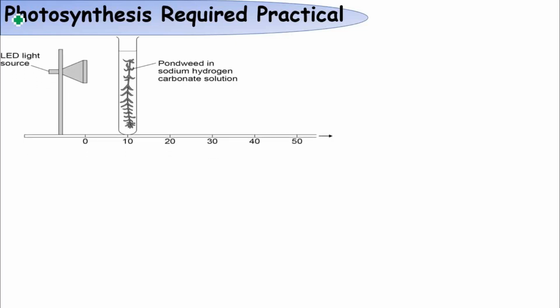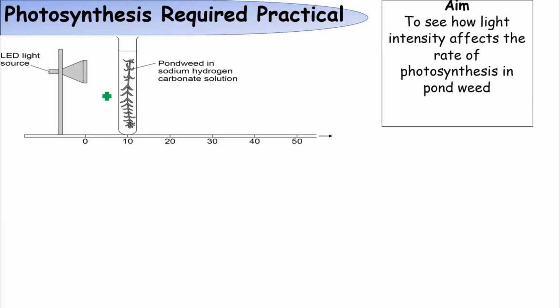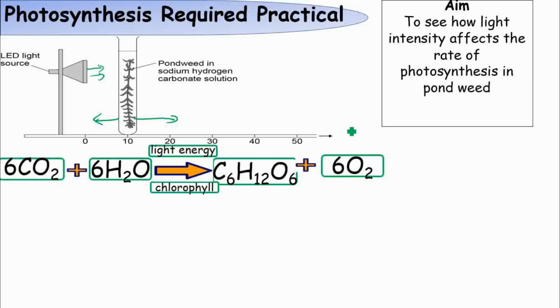Okay, so in this practical, the aim is we want to investigate how the light intensity affects the rate of photosynthesis. Okay, so what happens in this practical? The pondweed is shifted closer or further away from the light source. Okay, and what happens is in photosynthesis, one of the products is oxygen gas. Make sure you know this equation. Now, because a gas is given off, you're going to see bubbles when photosynthesis starts occurring.